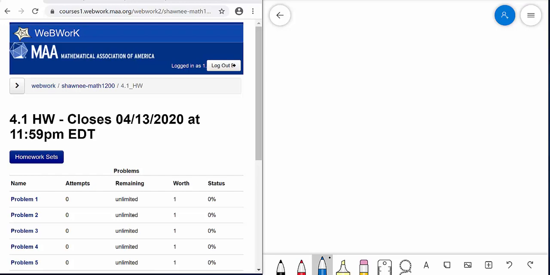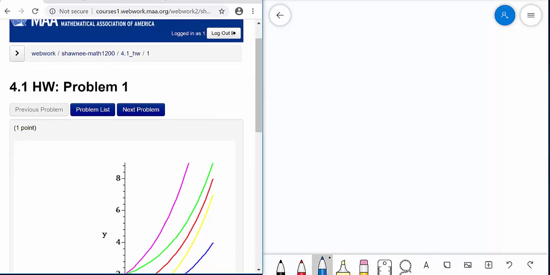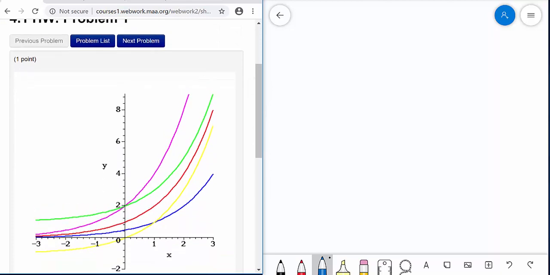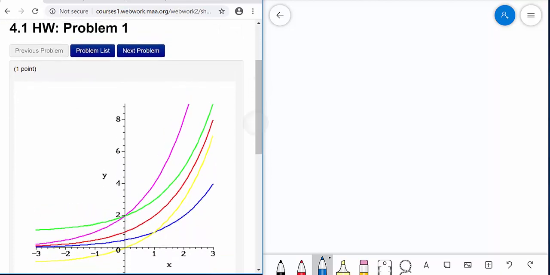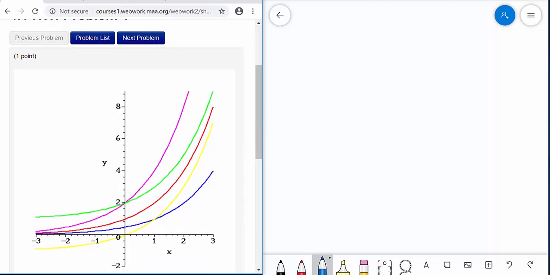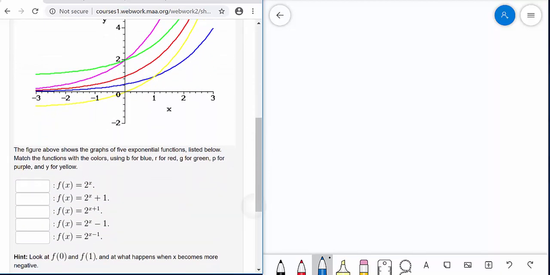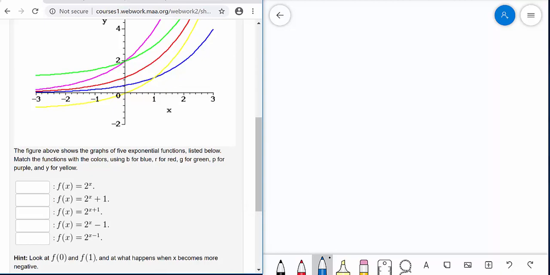In this video, I'm going to work through the 4.1 homework exercises on web work. In Chapter 4, we're studying exponential functions and logarithmic functions. And so the first problem in 4.1 is to look at some graphs of some typical exponential functions. So we have 5 different graphs, and we have to match the colors of the graphs with the corresponding functions.